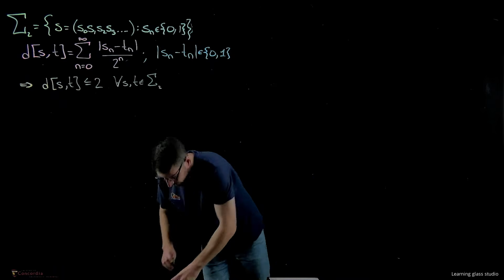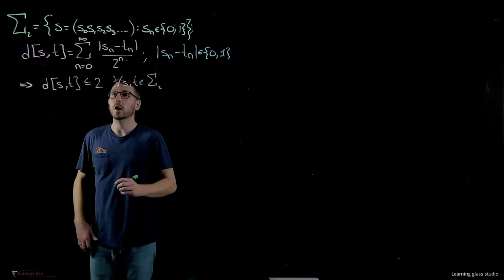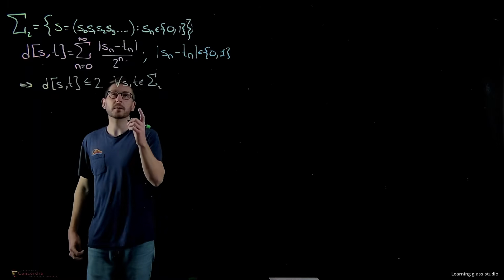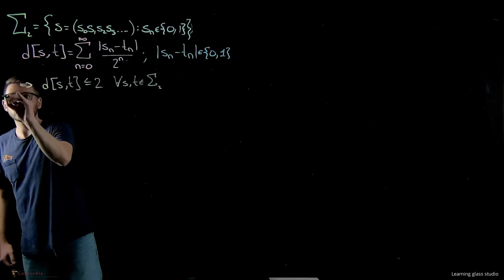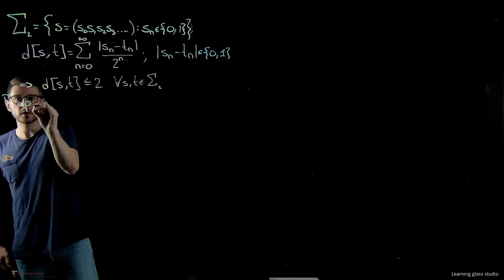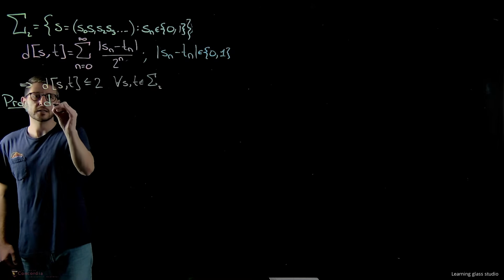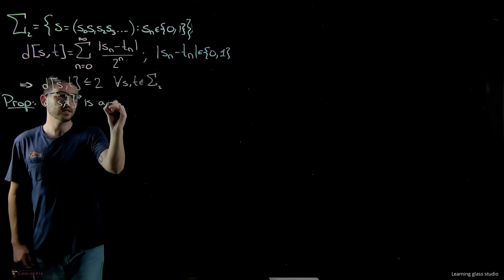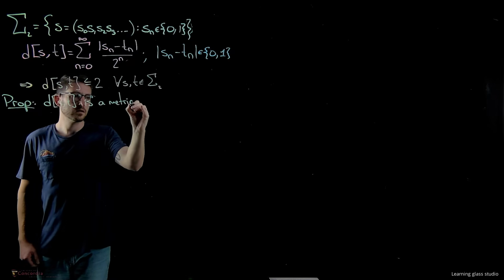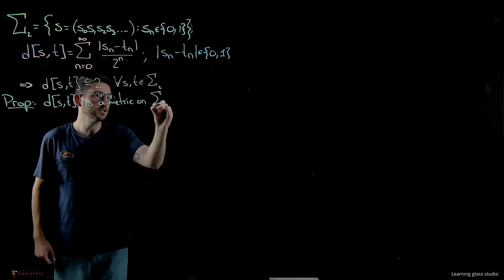So in fact, this thing becomes a distance on this sequence space. So maybe one thing that you could do is introduce a proposition, and you could say d(s,t) is a metric on sigma 2.